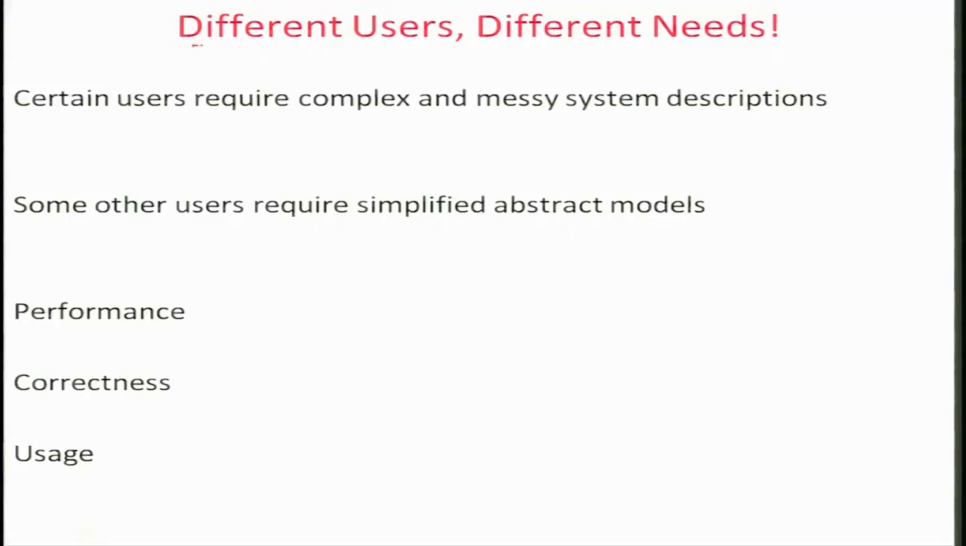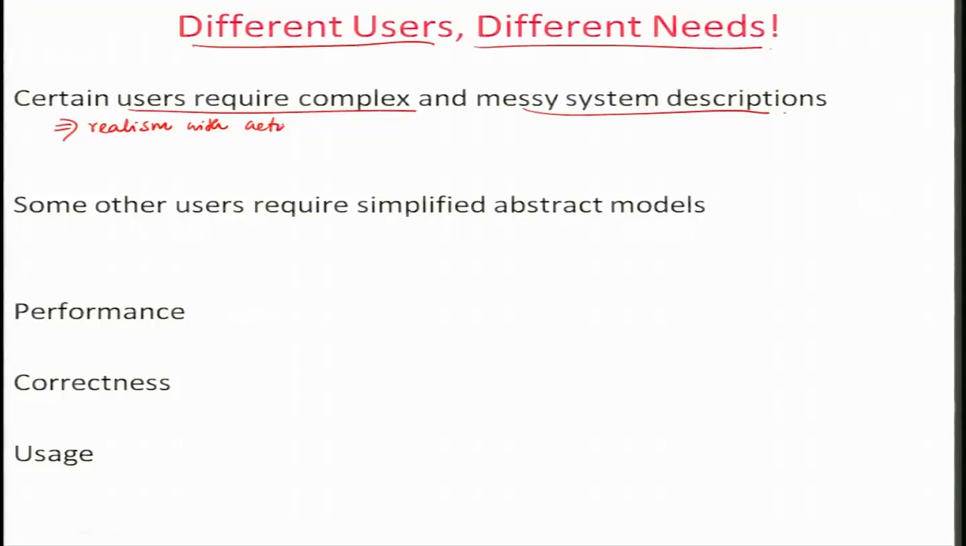With this, we get into what we call different user needs, and different users have different needs. How do we manage these different user needs in the simulation? The first point is that certain users require complex and messy system descriptions. Here the most important thing is realism with the actual system. You want the system to be as realistic as possible.